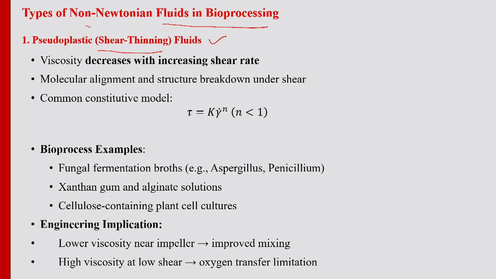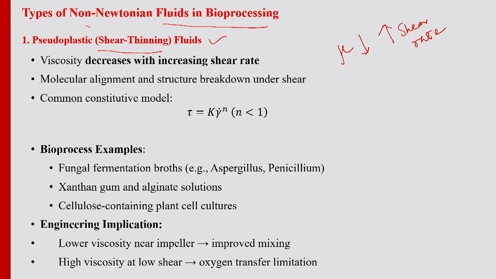The pseudoplastic we can always call shear thinning fluids. The viscosity decreases as the shear rate increases. When viscosity decreases, the shear rate increases. When shear is applied, the molecular alignment and the structure break down, whether you apply shear or remove it.